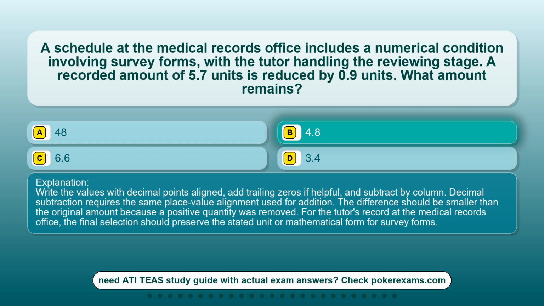Write the values with decimal points aligned, add trailing zeros if helpful, and subtract by column. Decimal subtraction requires the same place value alignment used for addition. The difference should be smaller than the original amount because a positive quantity was removed. For the tutor's record at the medical records office, the final selection should preserve the stated unit or mathematical form for survey forms.